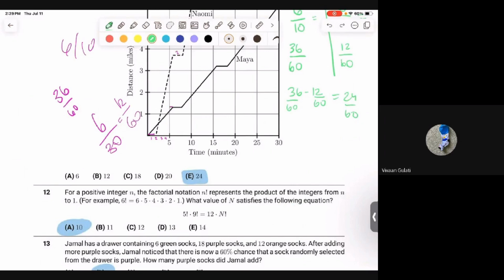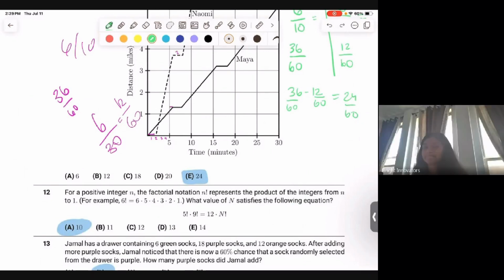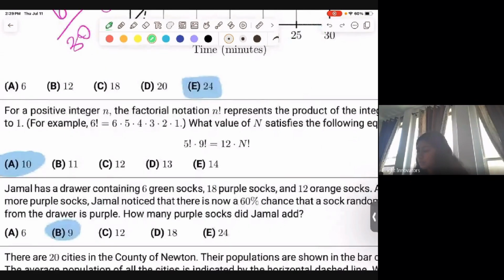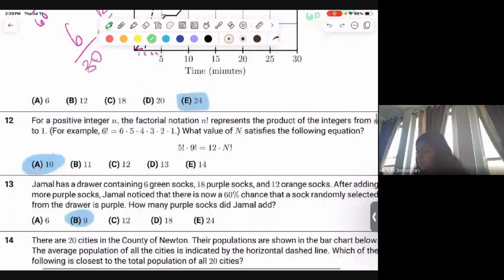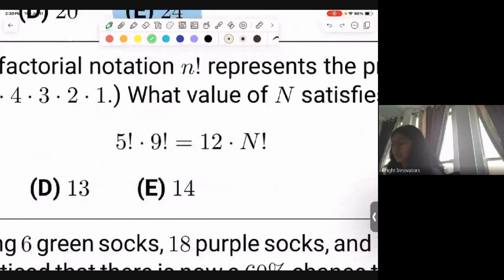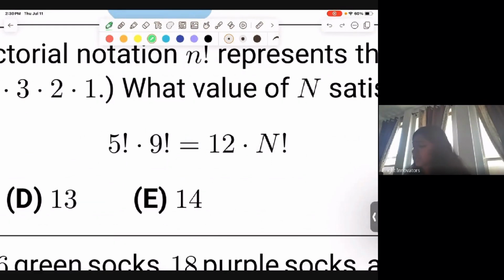Yeah. Okay. And okay, so number, what is it, 12? Okay, so you need to find the value of n. And so the long way to do it is just breaking apart everything, but that's long and boring and nobody wants to do that.